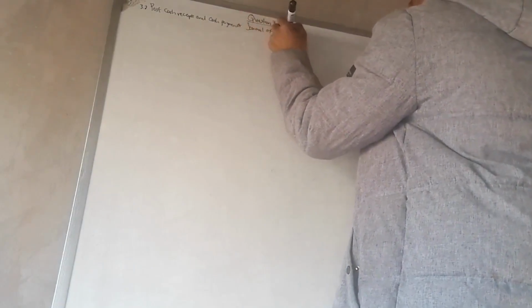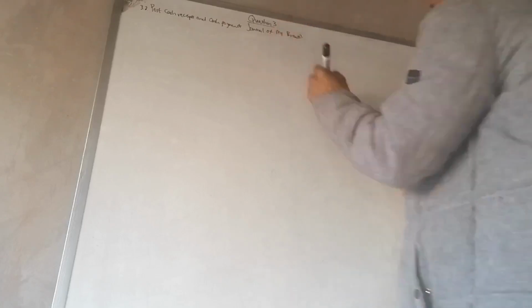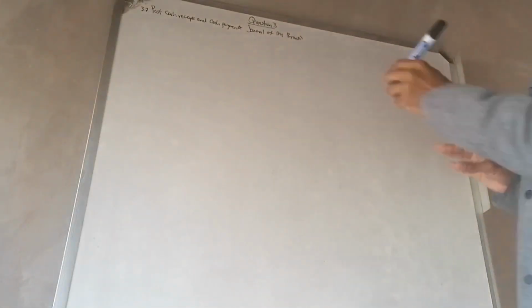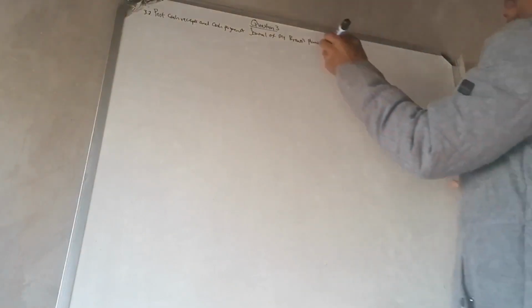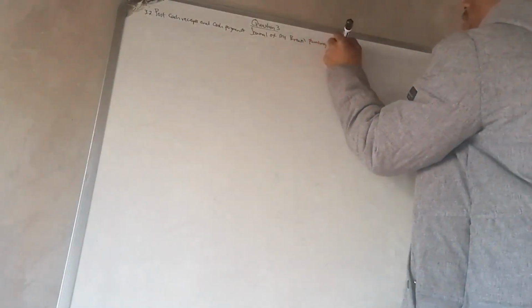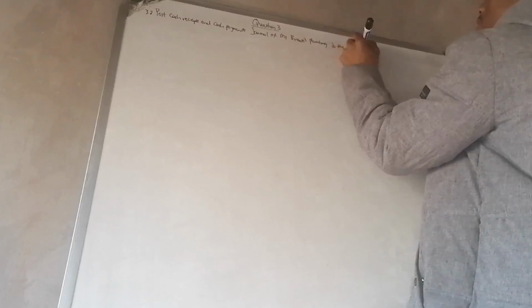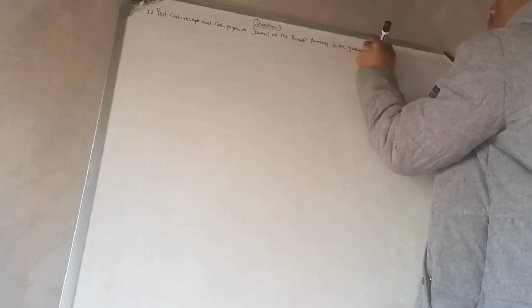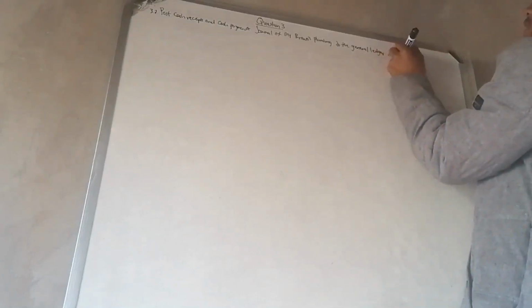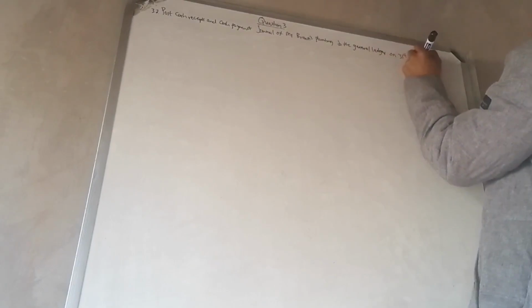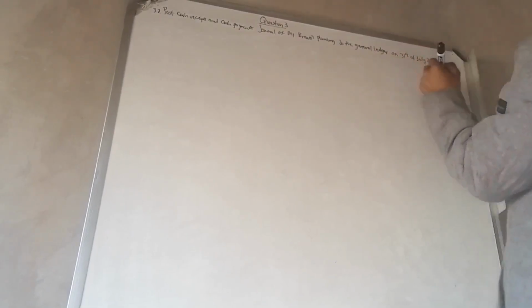Post the cash receipts and cash payment journal of Mr. Brown's Plumbing to the General Ledger on the 31st of July 2019.